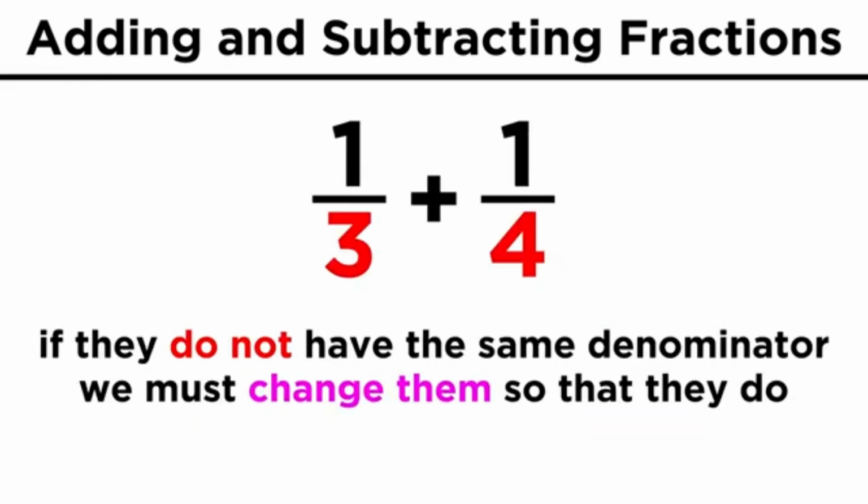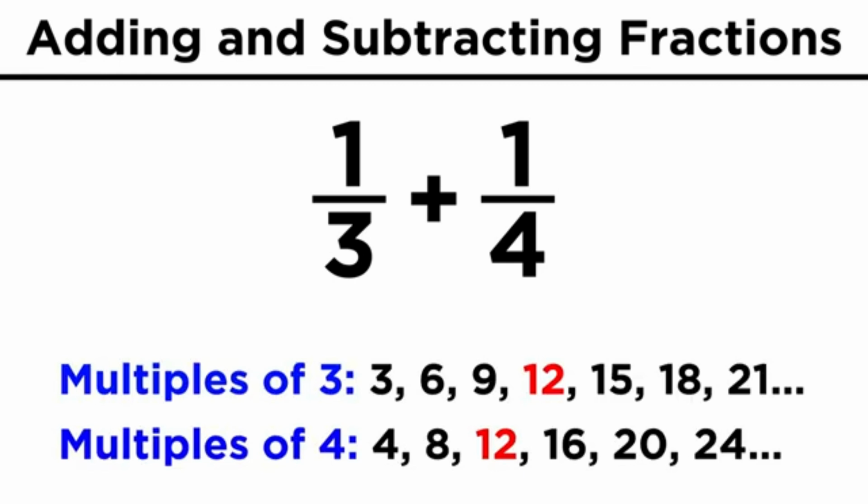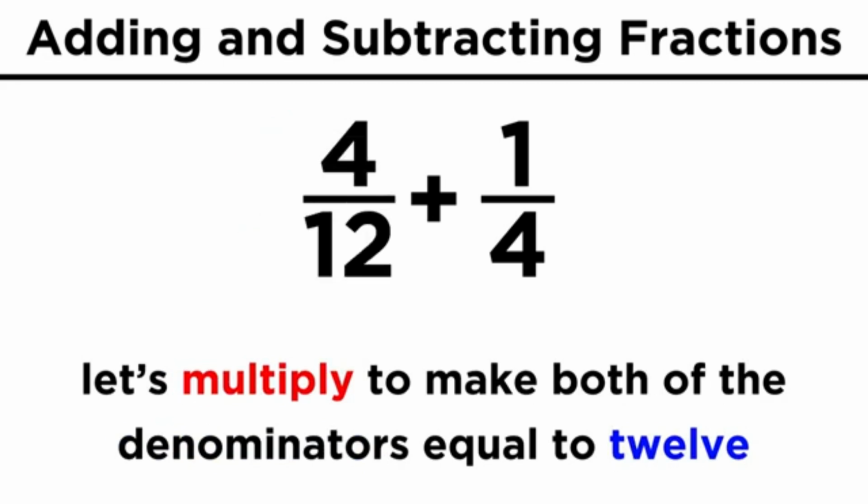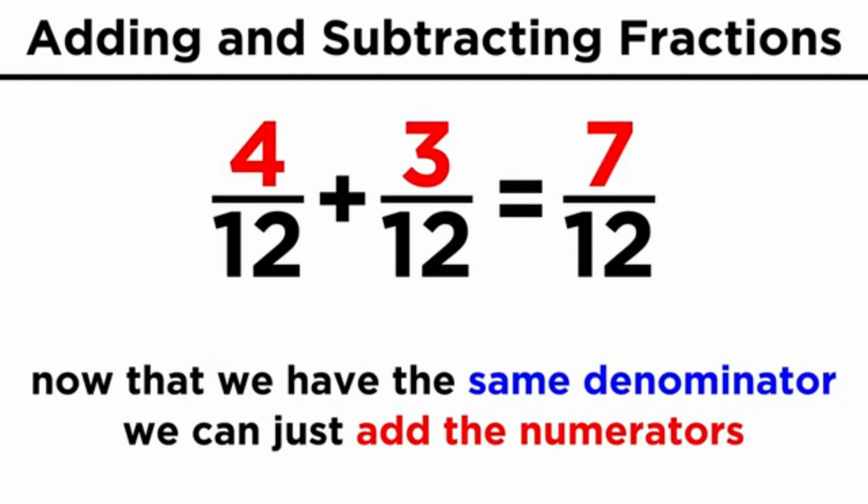What if the fractions do not have the same denominator? In that case, we have to change them so that they do have the same denominator. But if we recognize that the least common multiple of 3 and 4 is 12, then we can make things easier for ourselves. Multiplying by 4 over 4, 1/3 will become 4/12, and multiplying by 3 over 3, 1/4 will become 3/12. Now we just add them together, and 4 plus 3 is 7, so we get 7/12.